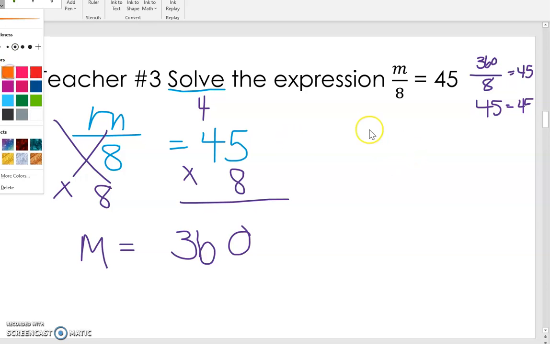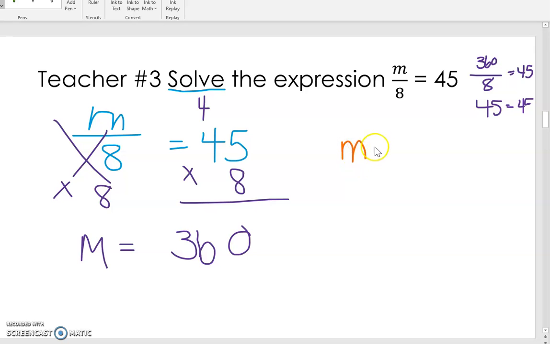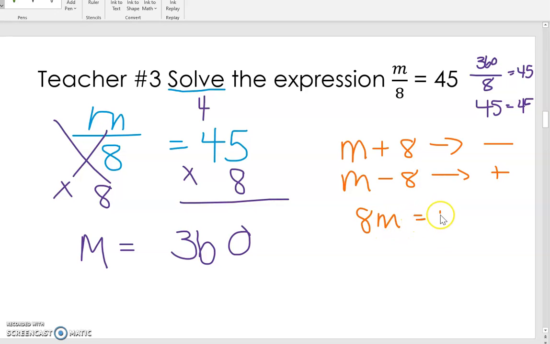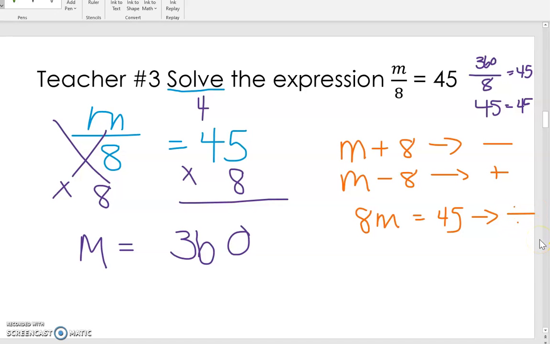To keep in mind, if you see the variable being added, so if this was m plus 8, to solve, I would have to subtract. If I said m minus 8, to undo that, the opposite operation here would be to add. One other thing to keep in mind when we see a number next to the letter, so if this was instead 8m is equal to 45, remember that this 8 and that m are really multiplication. So to solve this equation, I would have to do the opposite there, which is to divide.